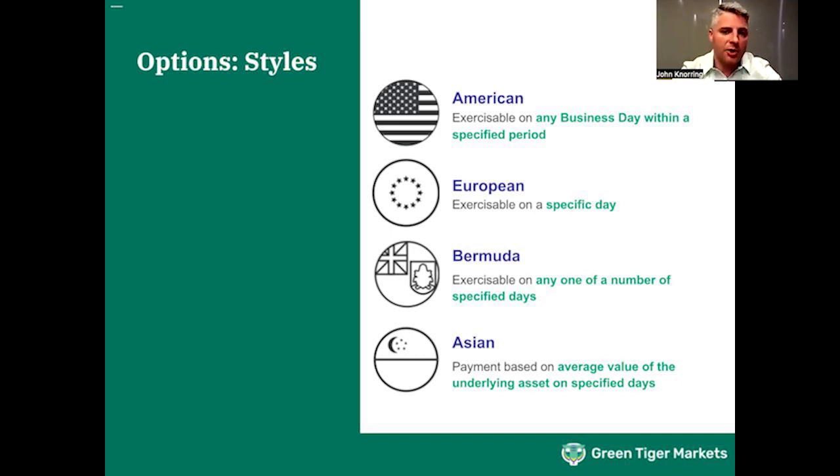A European option, on the other hand, is only exercisable on a specific day, and it's usually the last day of the term of the option. A Bermuda is just a mix in between. You can exercise it on specific days or times between now and when the option expires. And then an Asian option has an exercise style that's based on the average value of the underlying asset on specific days over the life of the option.